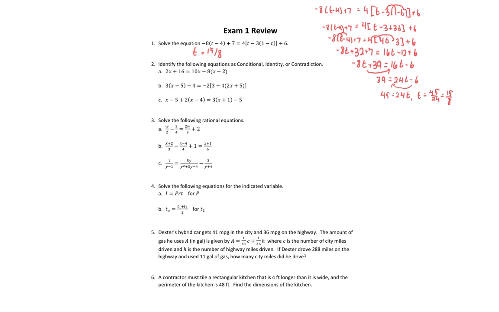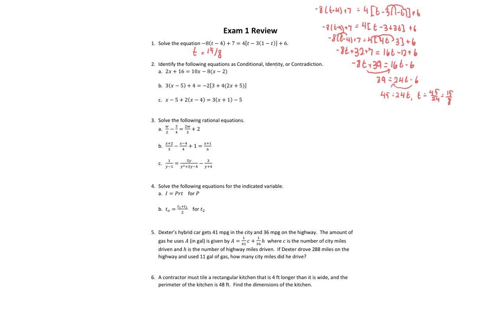In contradictions, you get something like 1 equals 5 or 0 equals 2, something that's not true, in which case none of the x's you plug in will work, because the equation is not a true equation. So let's go in and simplify this. We don't actually have to solve these for x. We'll see at the end whether it's a conditional, identity, or contradiction, but we don't technically have to write out the x solutions. We just have to label each of these.